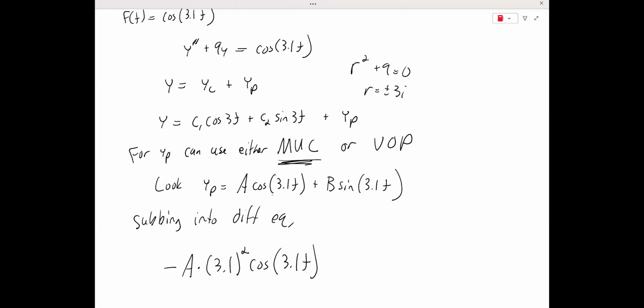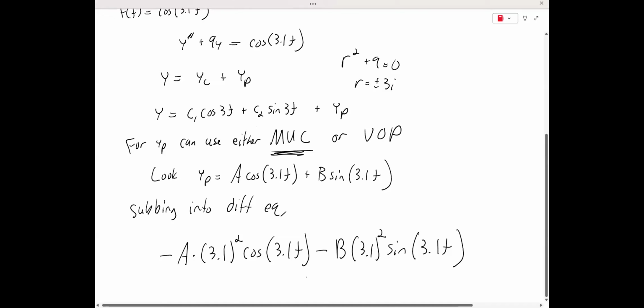Okay. Now, how about the next one here? If I take the second derivative of this one now, that's going to go to negative sine. And you're going to get 3.1 twice, because every time you take a derivative, it's going to kick out a 3.1 from the chain rule. So that'd be negative b times 3.1 squared. I'm just going to leave this 3.1 squared for now. Then sine 3.1t.